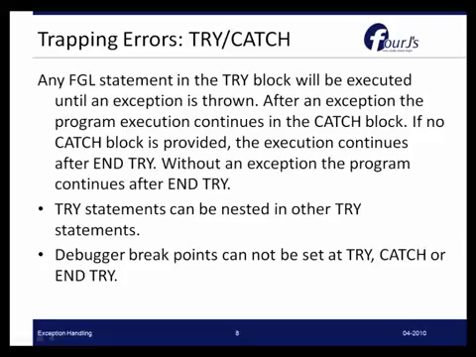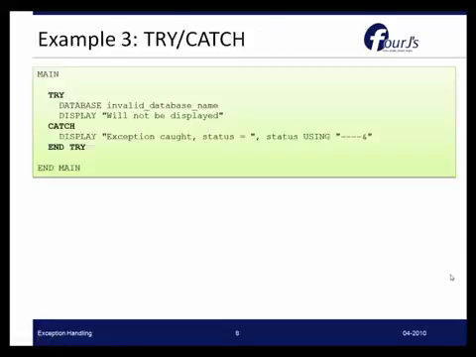Let's look at an example. In this example, if an error occurs in the try block, the catch block will be used. So if these statements cause an error, then the catch block or this display statement will be used. If no error occurs, the program continues after the end try.